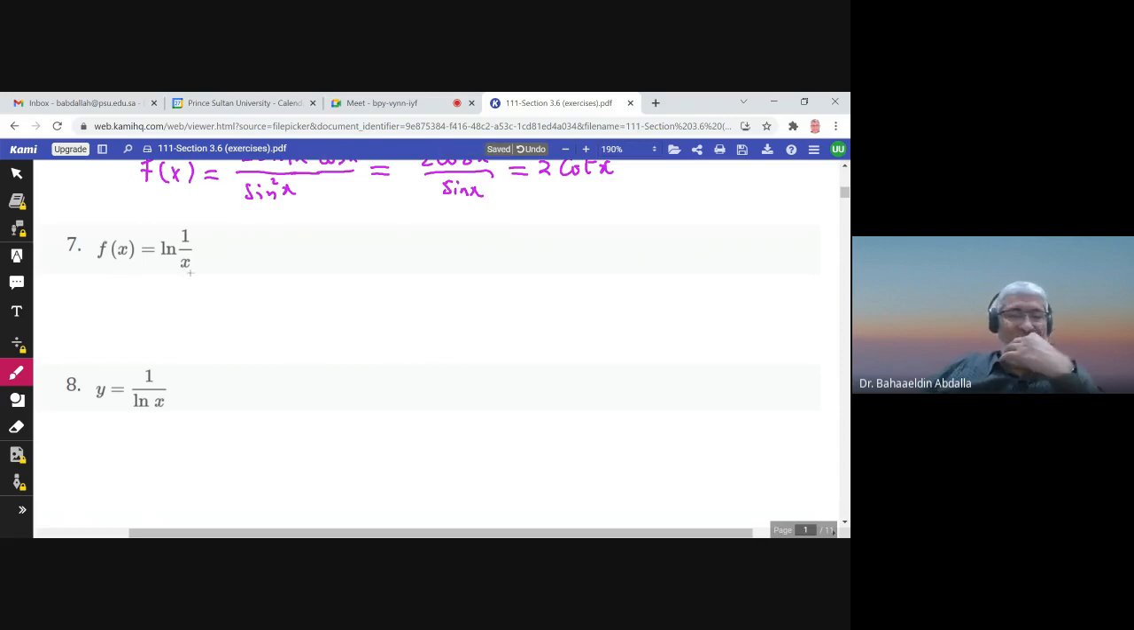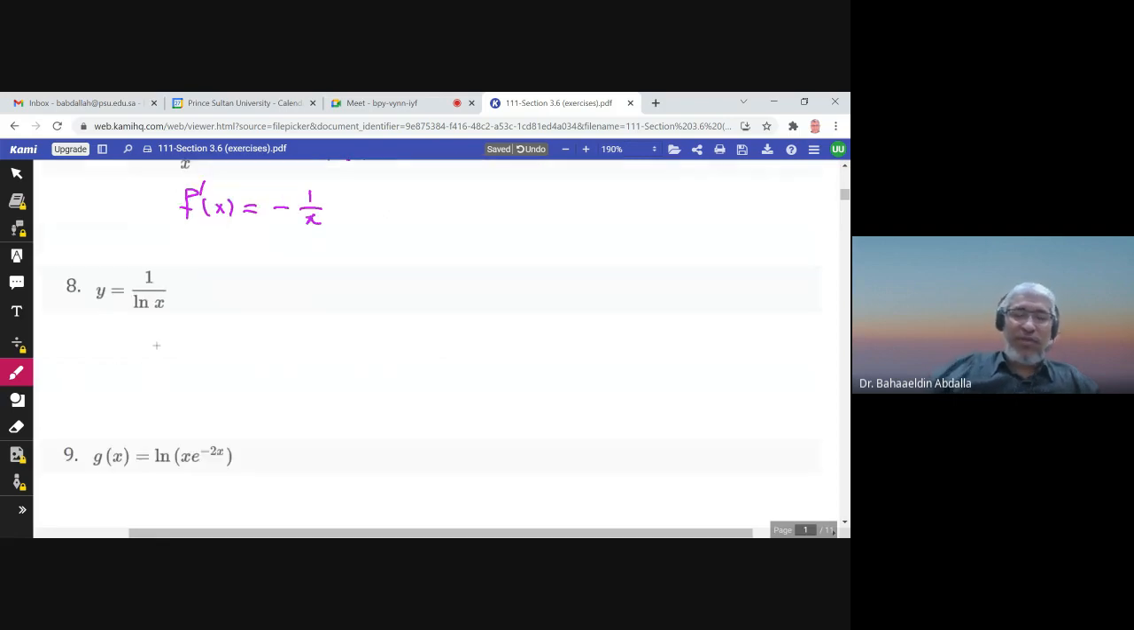Here I have ln. I can find the derivative immediately, or I can use the properties of logarithms to expand this. So this is division. ln of u over v equals ln u minus ln v. So ln 1 minus ln x. But ln 1 is 0. So in fact, f of x is negative ln x. So f prime of x would be negative, and the derivative of ln x is 1 over x.